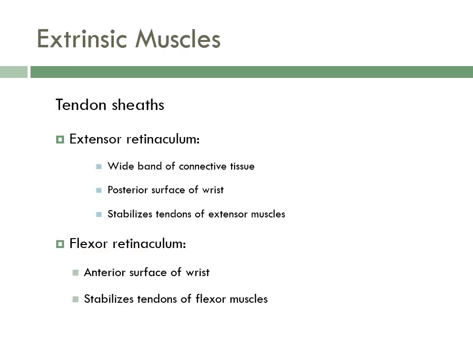We have retinacula on either side of the wrist. So the flexor retinaculum is on the anterior surface, and that is like a tendon sheath. It's a dense connective tissue that is holding all of those tendons in place. We have a lot of tendons that cross at the wrist and the muscles that act on the hand, and so we don't want those tendons to just willy-nilly flop around as they wish. So we have the retinacula, which keep them held right in place. The flexor retinaculum is on the anterior surface and the extensor retinaculum is on the posterior surface.